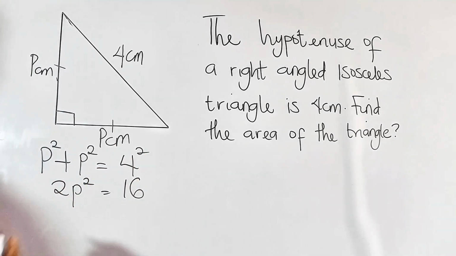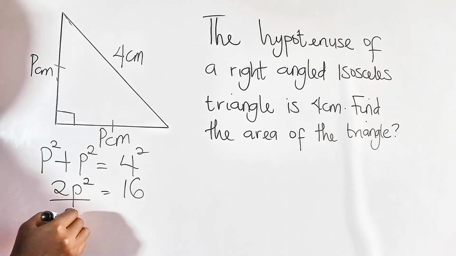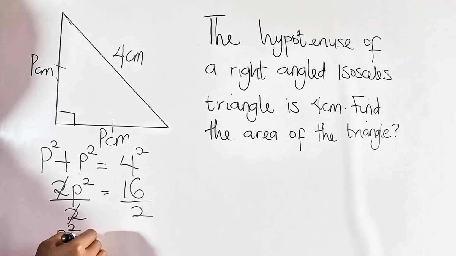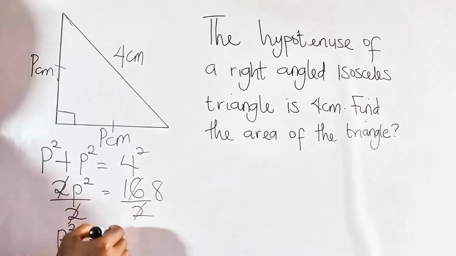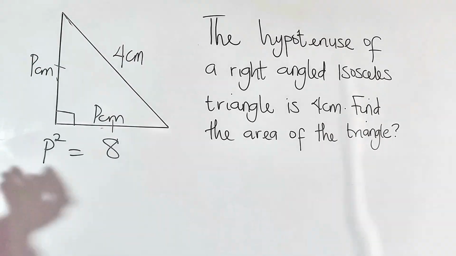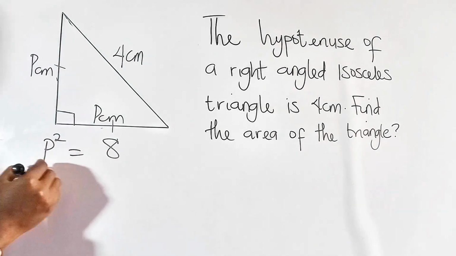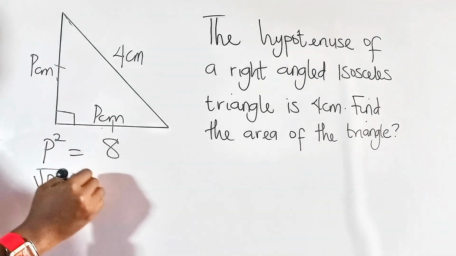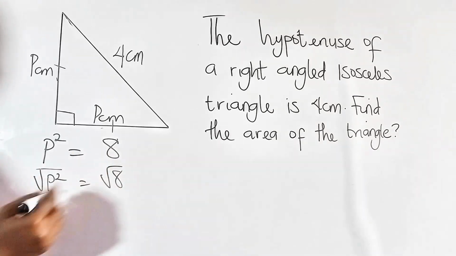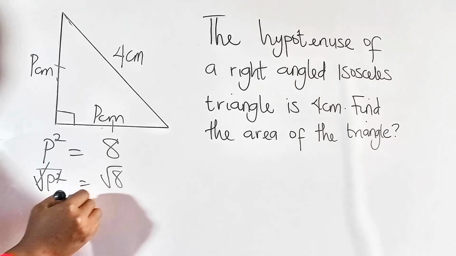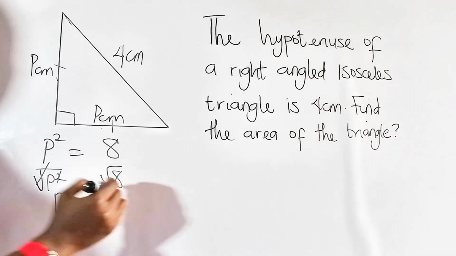The next thing I'm going to do now is to divide both sides by 2. So if I do that, these two will cancel out. I have P square equals 2 will go into 16, 8. So to find the value of P, we'll find the square root of both sides. So if I square root P square, I'll square root 8. This square will cancel out this square root. So P equals root 8.